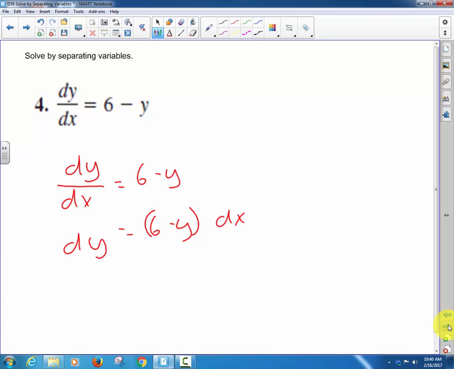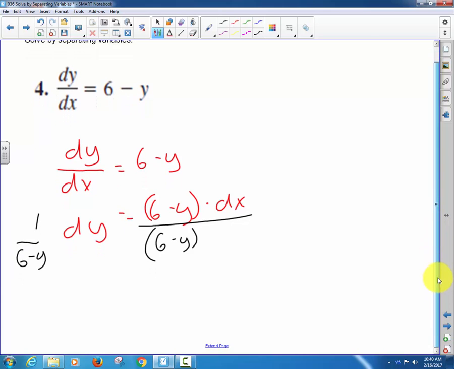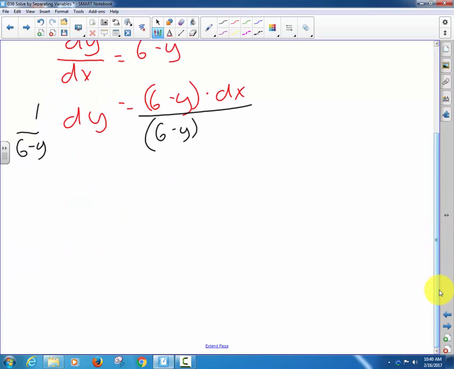What do we need to do? Well, if you think of it as algebra right now, this quantity is being multiplied by dx. So how do we get rid of it? We divide by 6 minus y. And if we divide the right side by 6 minus y, we need to divide the left side by 6 minus y. So we wind up with some ugly creature like this: 1 over 6 minus y times dy equals dx. Now let that sink in and be sure you see how we got that.